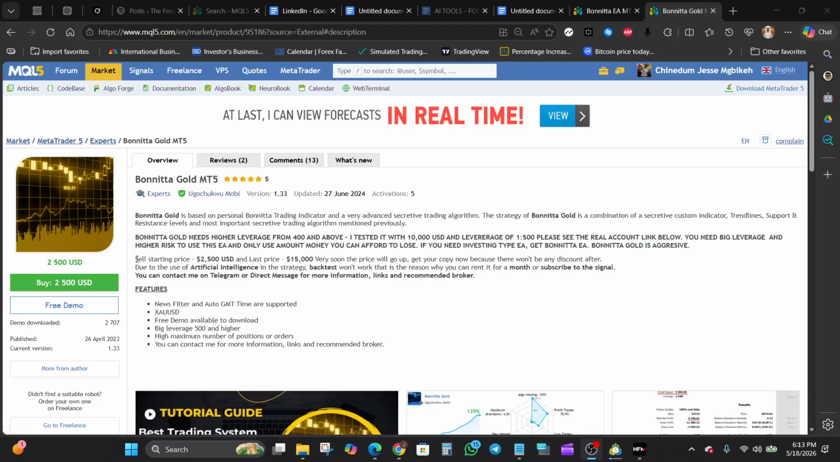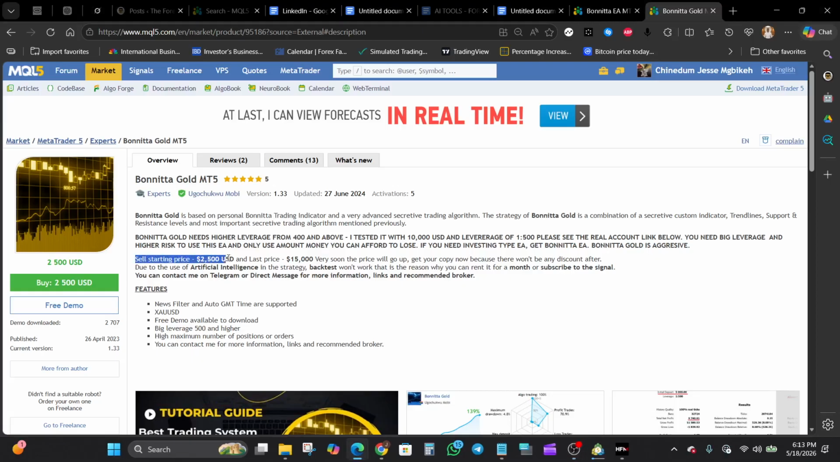As you can see here, according to the information, the starting price is $2,500, which is what it is currently. The last price is $15,000. Okay.